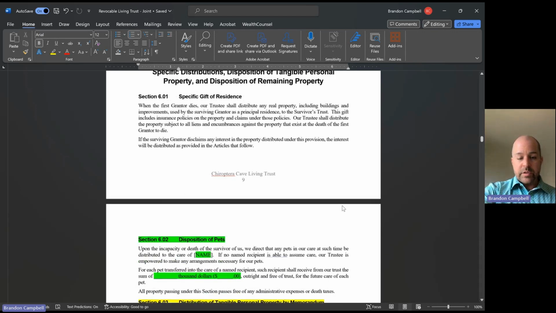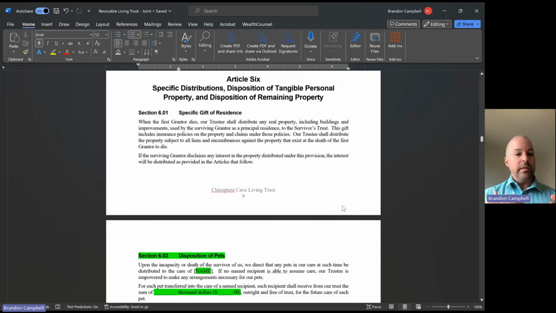Now, after these sections, your trust may differ in certain ways. So the first thing is there will be a section usually called specific distributions and disposition of personal property and disposition of remaining property. And then there will be additional sections that are going to come after here. So in this particular article, we're usually going to be identifying a few things. First, as a married couple, we have a marital residence if we do own one.